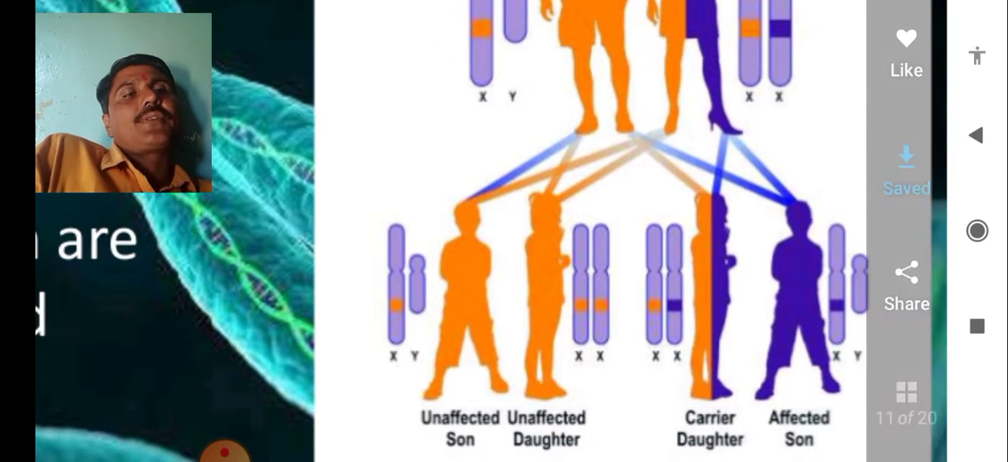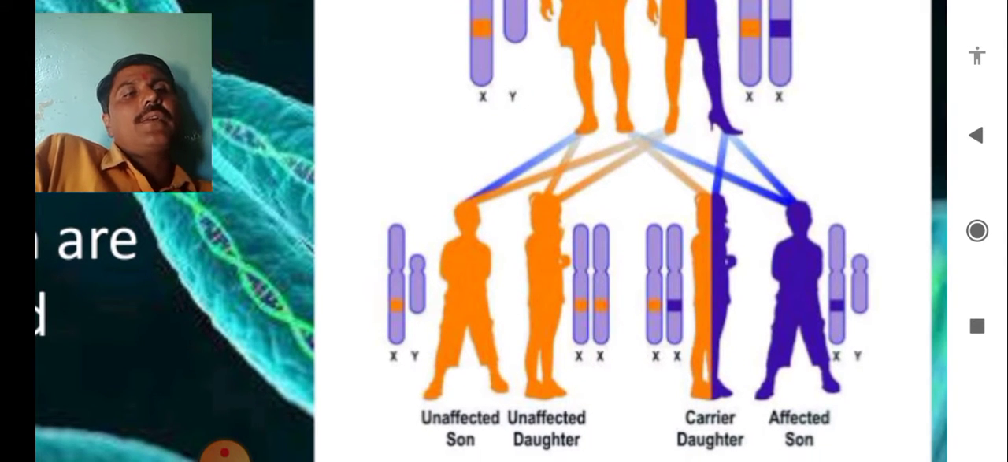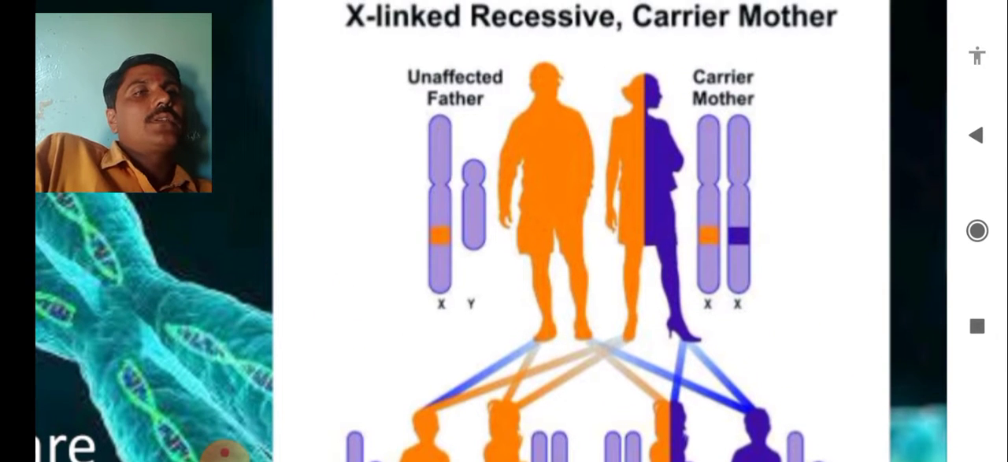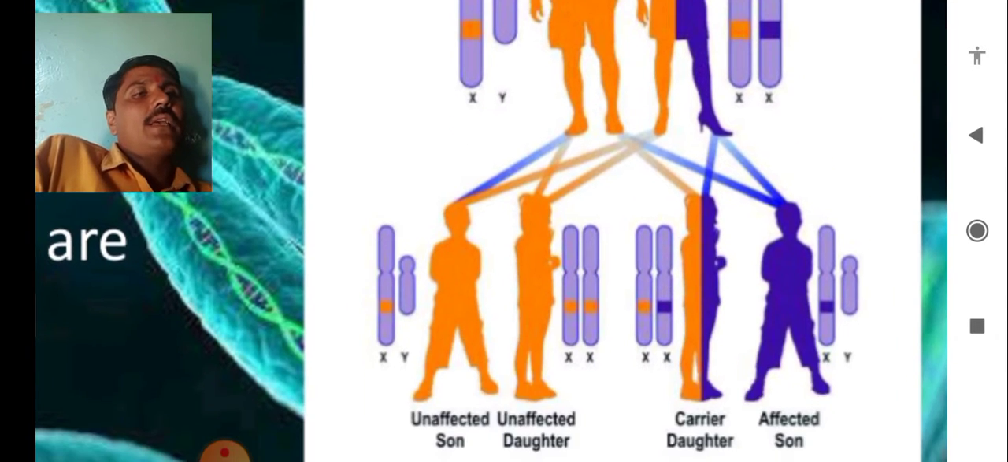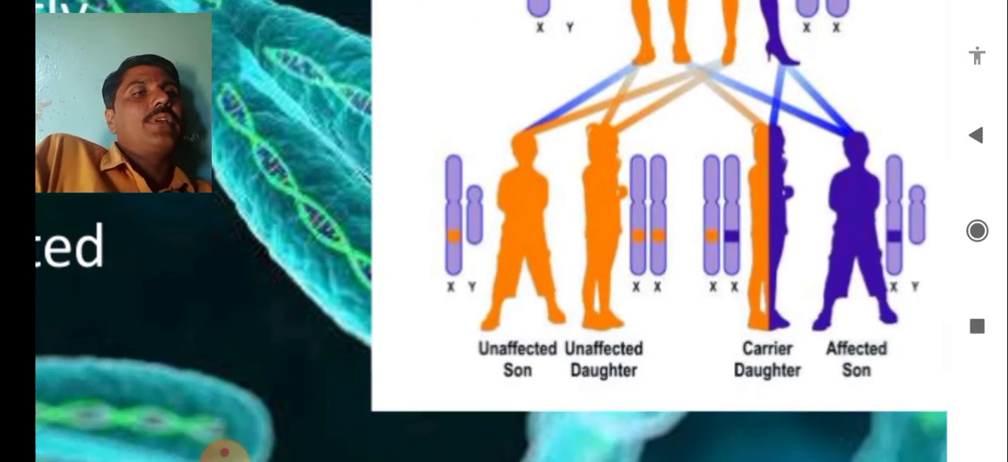Now next, when the carrier is the mother, the children are an unaffected son, an unaffected daughter, and a carrier daughter. Now look at this. When the mother is a carrier, again the daughter will be a carrier and the son will be affected.